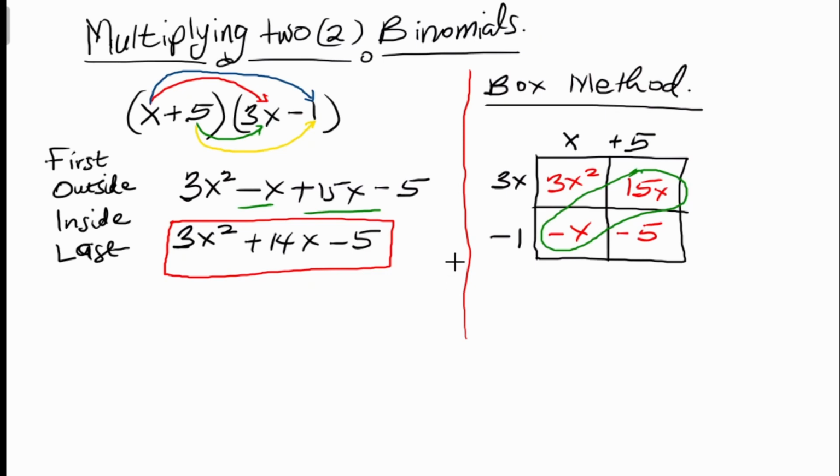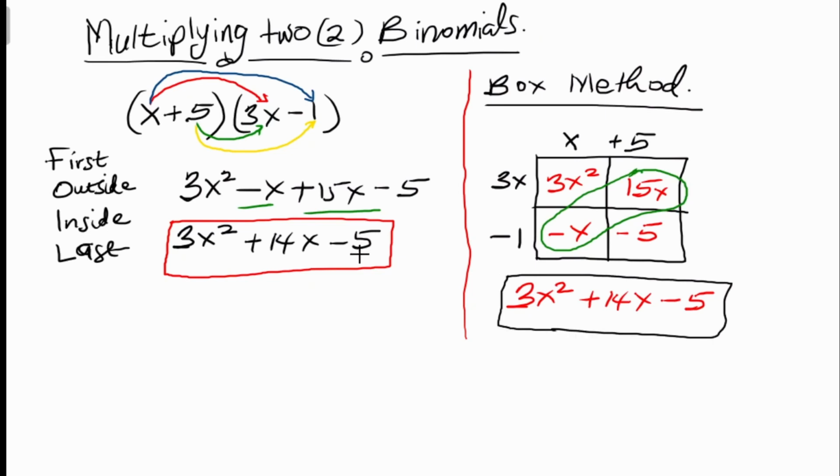So there are two ways. We can either put them together before we write, or we write the expression and put them together this way. But I would like to put them together before I write. So that gives 3x squared, then negative x plus 15x gives 14x, and then minus 5, which is the same as this. So when multiplying two binomials, you can decide to use the FOIL method or the box method.